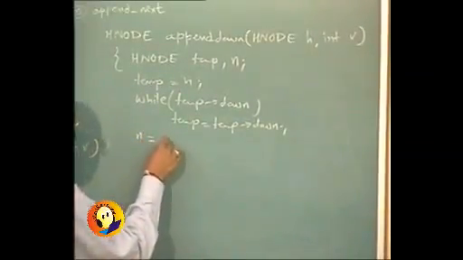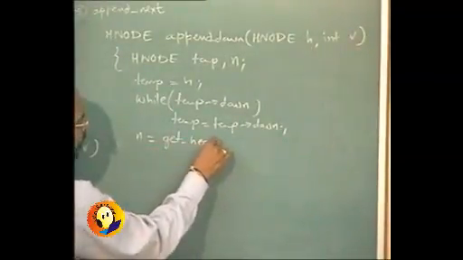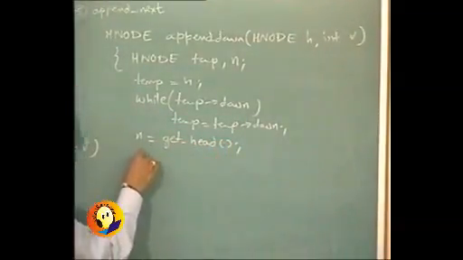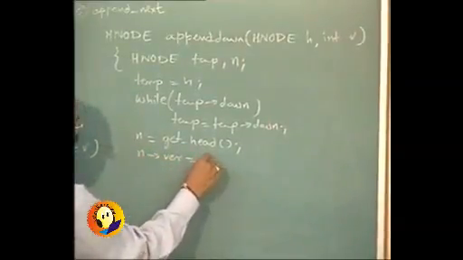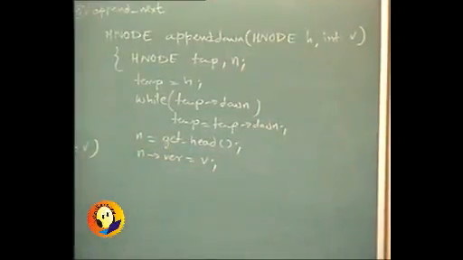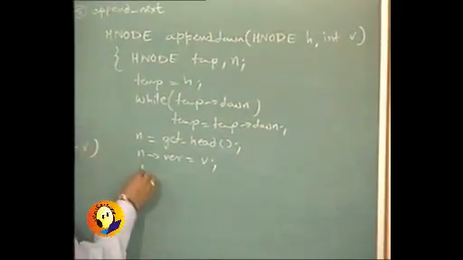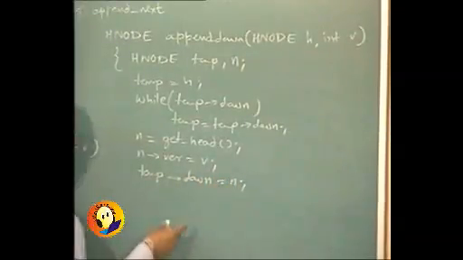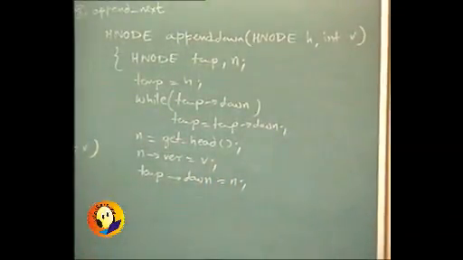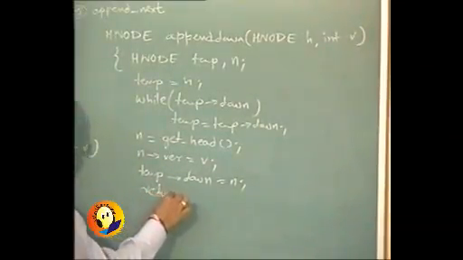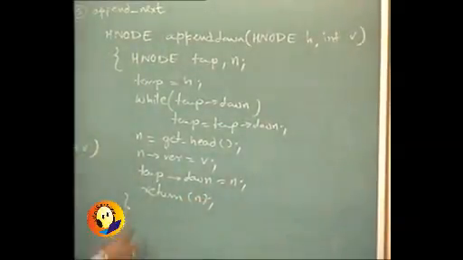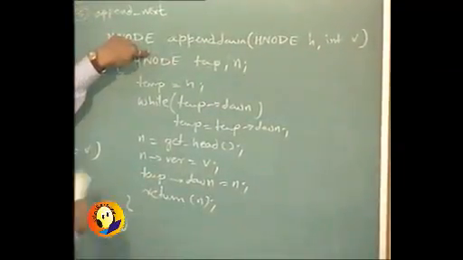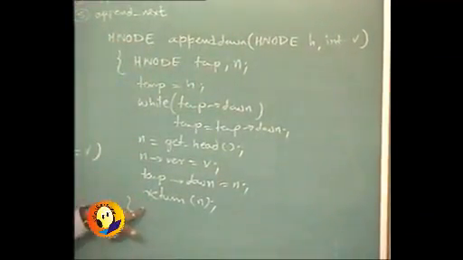N equal to get head, N arrow VAR is equal to V. So the node has been generated. Attach it as temp arrow down. And the difference between the previous append down function and this append down function is that I am going to return N, because my immediate step will be append the down list and then append the next list. So I require that particular header.